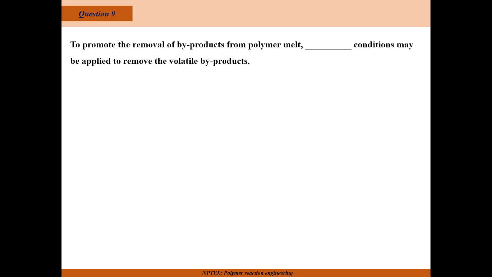To promote the removal of byproducts from a polymer melt, dash condition may be applied to remove the volatile byproducts. Here also many volatile byproducts will be formed. So what is the general way we use to remove these byproducts? This was well explained in the lecture. Generally, we go for vacuum, by application of vacuum or by purging. We remove the air or water within the reactor and try to create a vacuum condition.